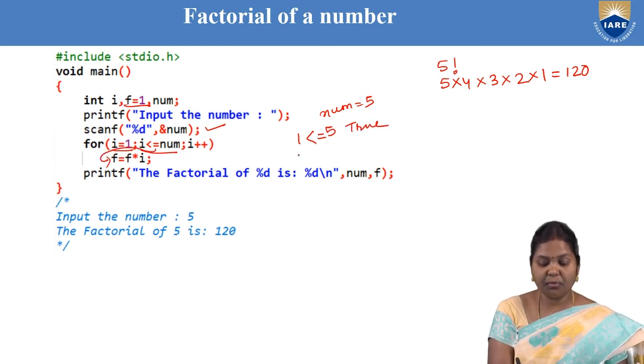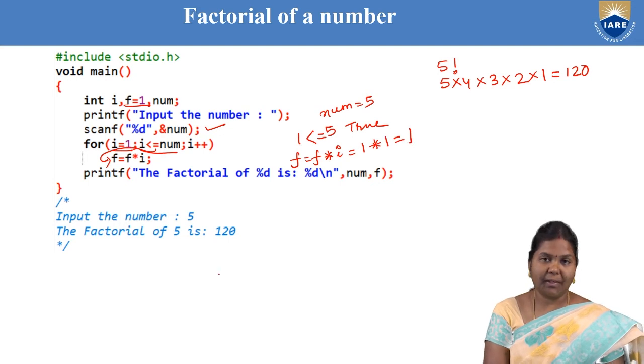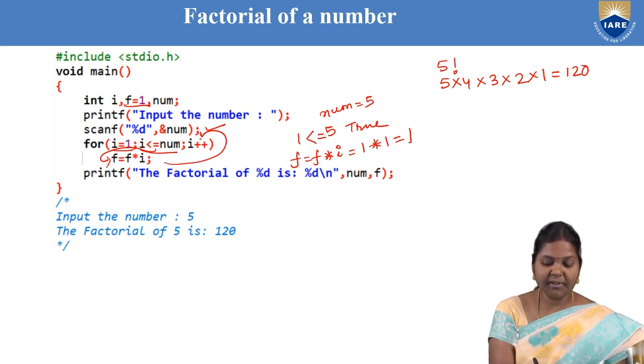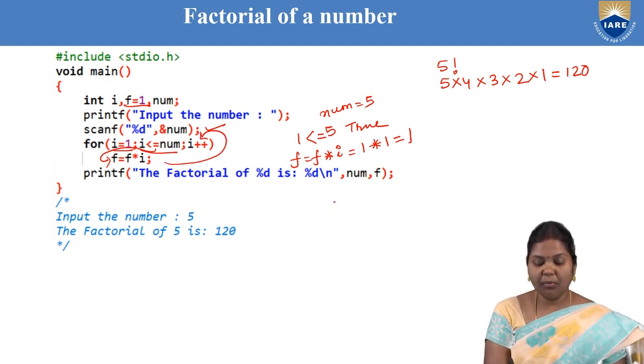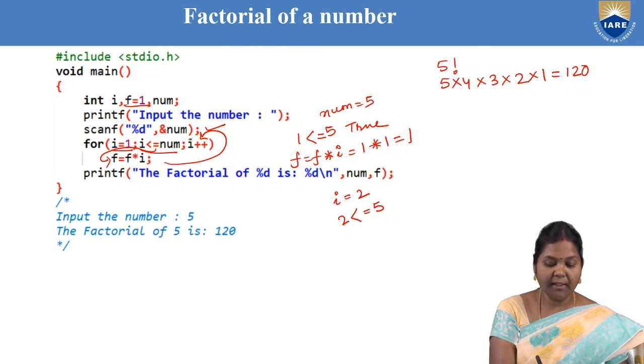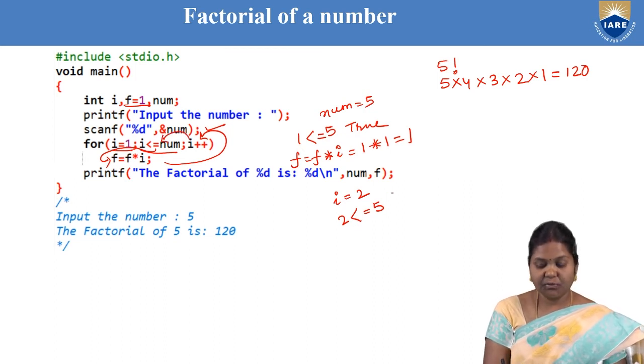We do f is equal to f into i. Initially the f value is 1, 1 into the i value 1 becomes 1. Then do i plus plus to increment the value of i. Now i has become 2. Now 2 is less than or equal to 5, so i is less than or equal to n. You are checking the condition. Yes, it is true, so again compute f is equal to f into i. The earlier value of f is 1, into the i value 2, it becomes 2.